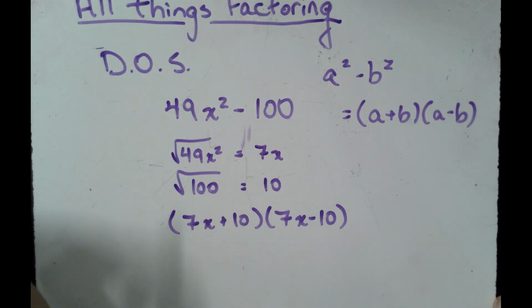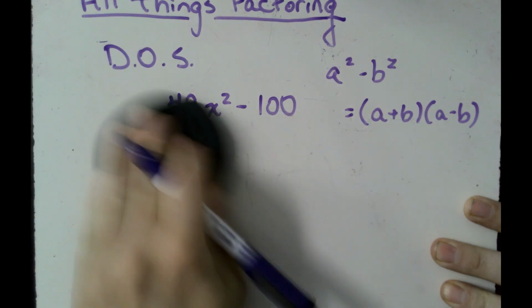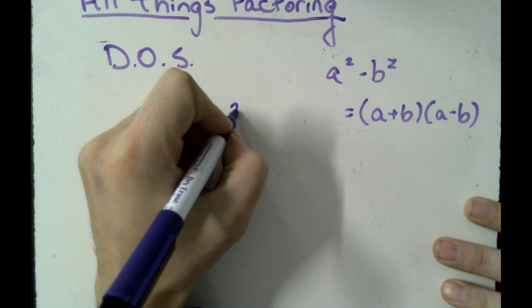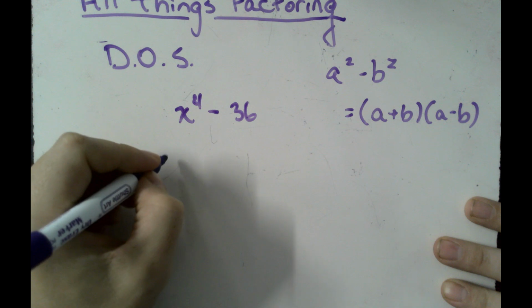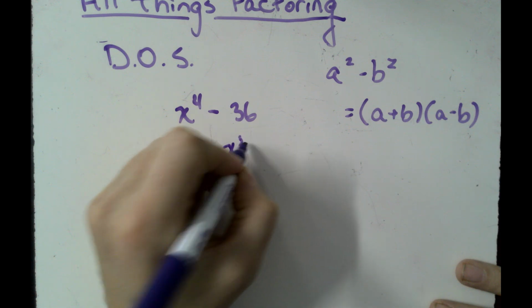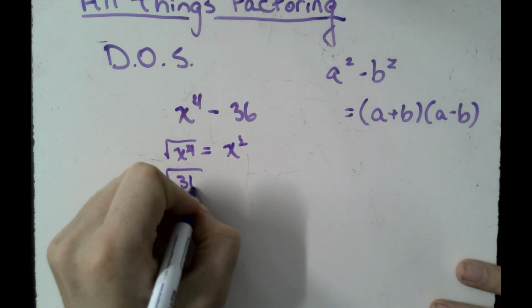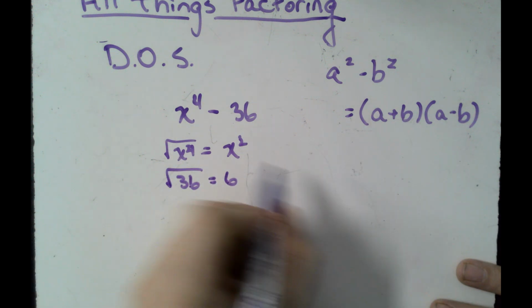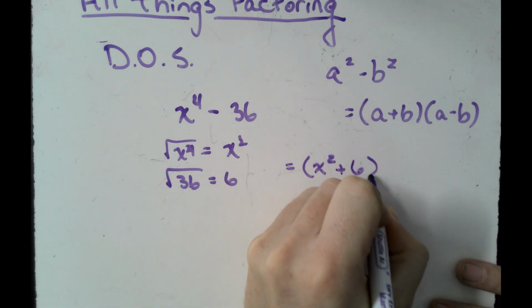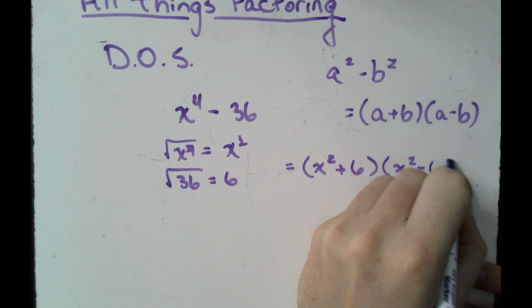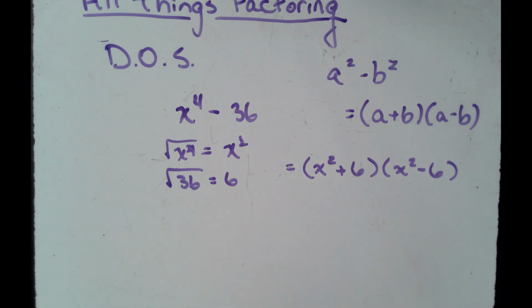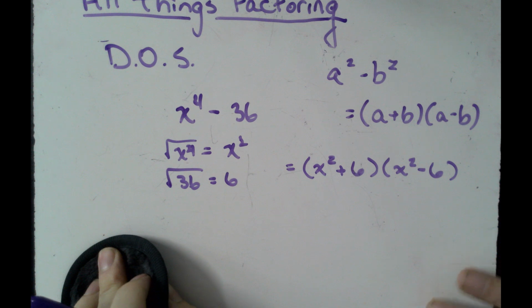So we could try it again with any other difference of squares. We could say x to the power of 4 minus 36. So in this case, we take the square root of x to the 4th, which we divide the power by 2, giving me x squared. We'll take the square root of 36, which is 6. So in this instance, it would all be equal to x squared plus 6, x squared minus 6. Now, technically, you could probably rewrite this as the square roots of 6, but we don't need to go that far. We can leave it just so for now.